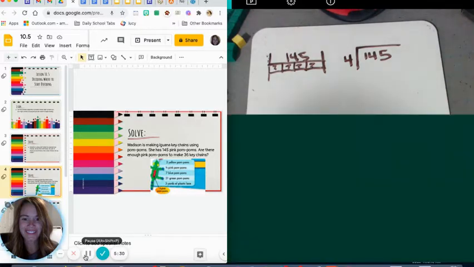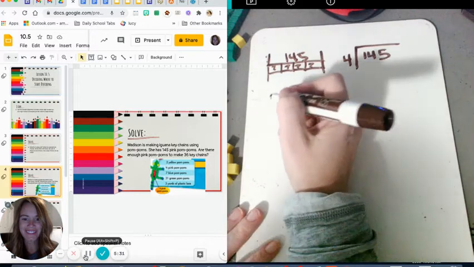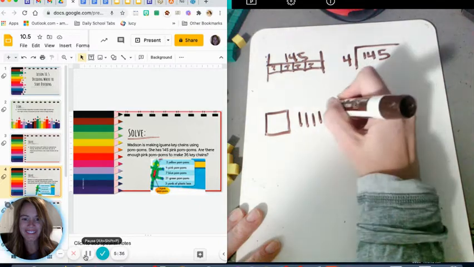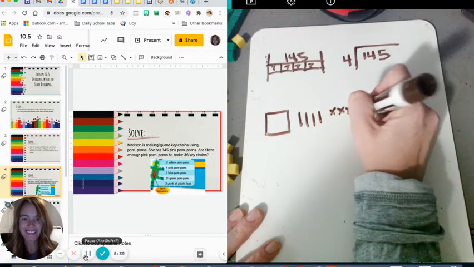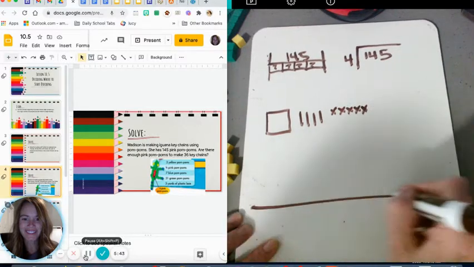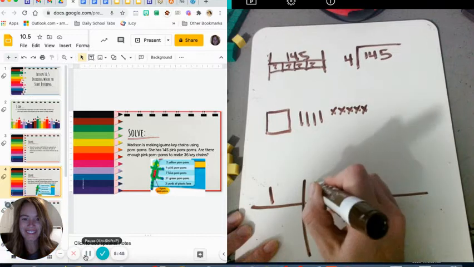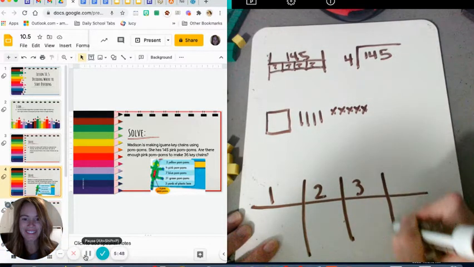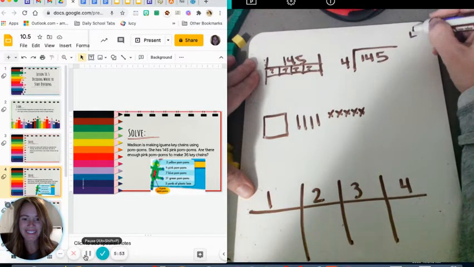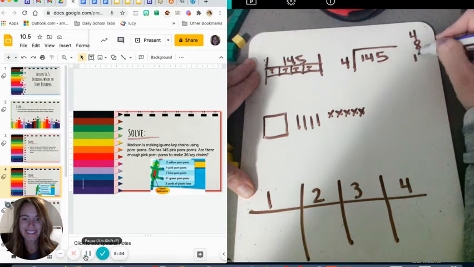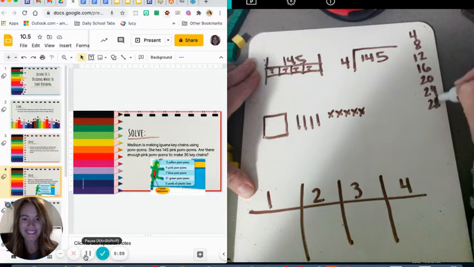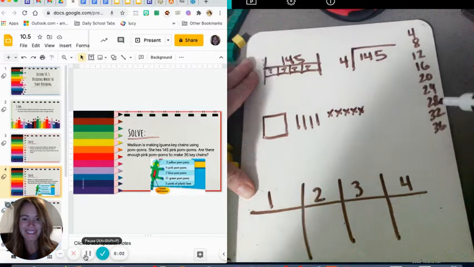And I'm going to draw a picture of this one for us. So I have 145. And I know that I need to put these into 1, 2, 3, 4 groups. And I like to put my multiples along the side to reference. So I'm going to do 4, 8, 12, 16, 20, 24, 28, 32, 36.